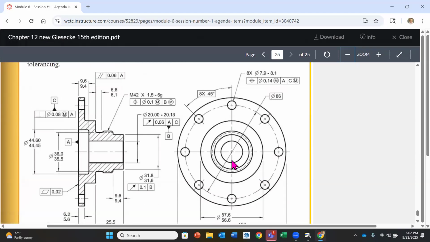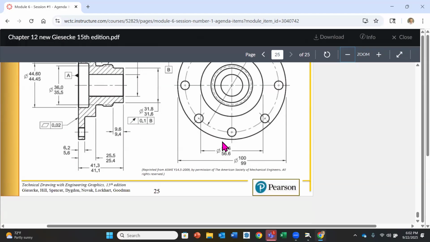How about that? So that takes us to the end of our lecture on tolerances. So what I'm going to do is stop our recording here.